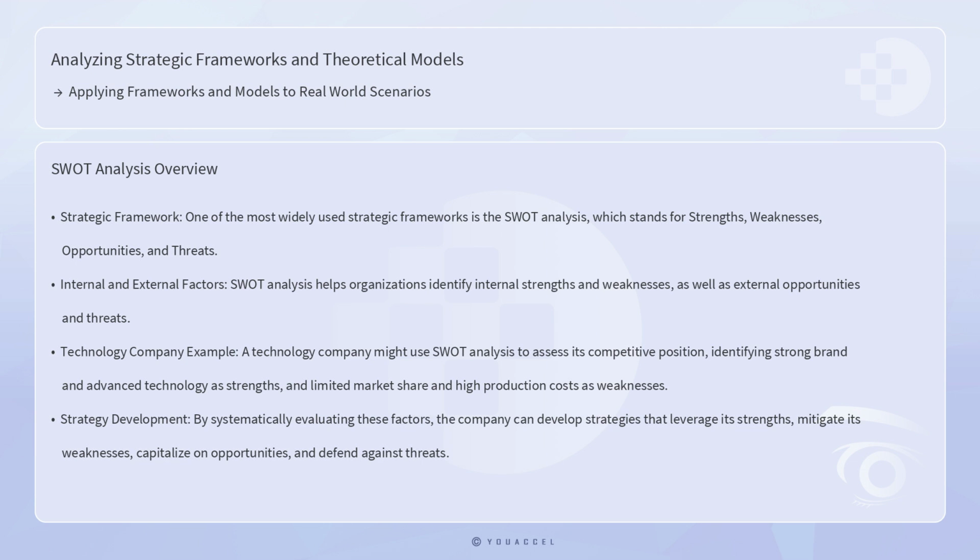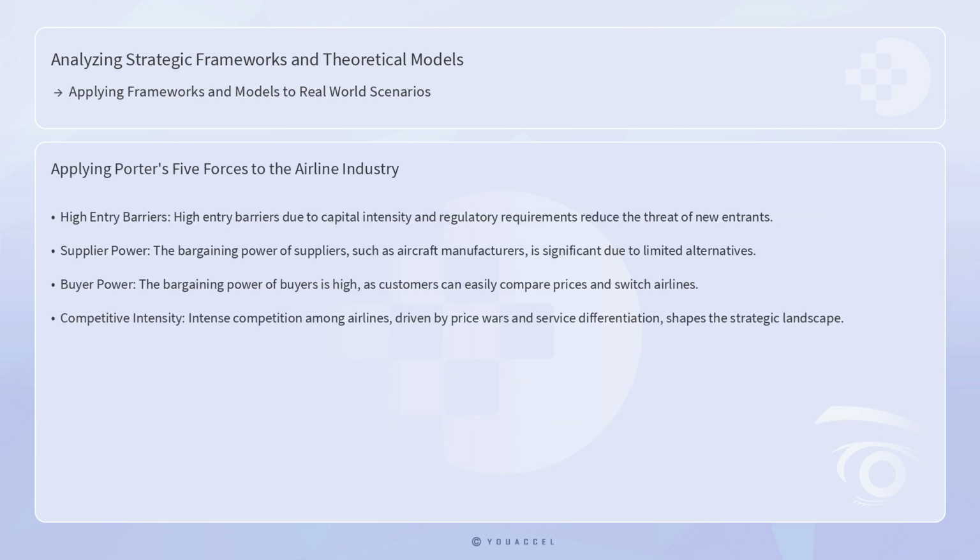By systematically evaluating these factors, the company can develop strategies that leverage its strengths, mitigate its weaknesses, capitalize on opportunities, and defend against threats. Another essential model is Porter's 5 Forces, which examines the competitive forces within an industry: the threat of new entrants, the bargaining power of suppliers, the bargaining power of buyers, the threat of substitute products or services, and the intensity of competitive rivalry.